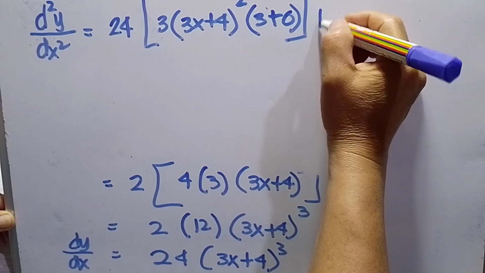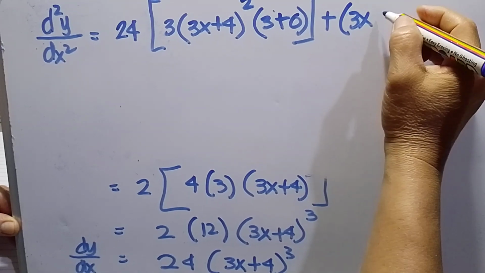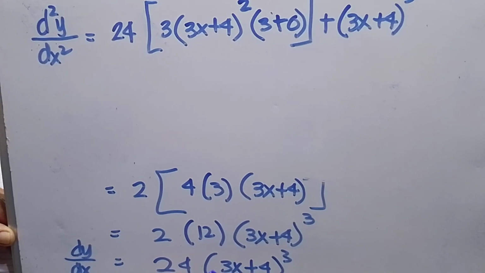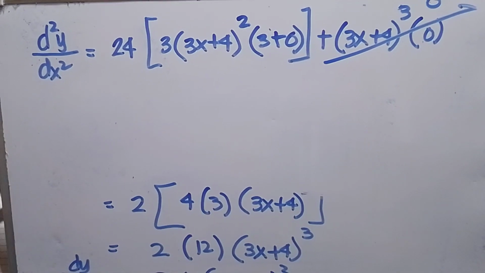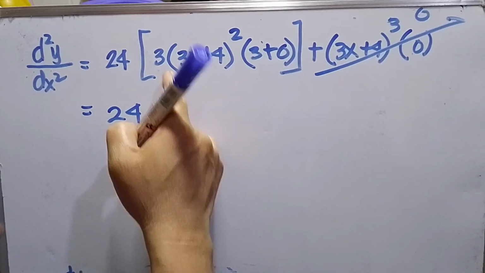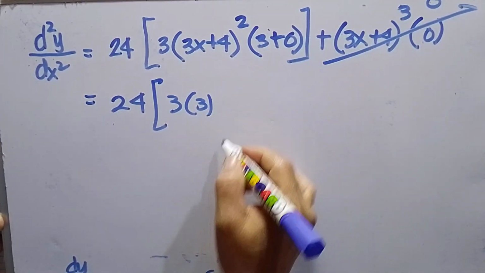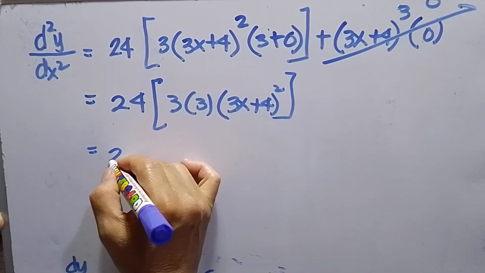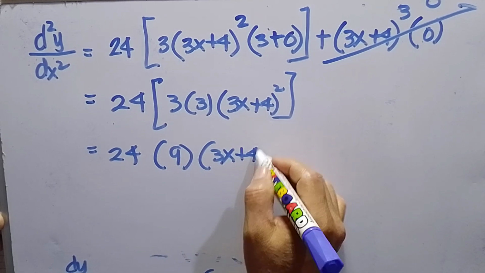Okay? Then plus, because this is the product rule, copy the second, (3x + 4) raised to the 3rd power, and then the derivative of 24 is 0. So that will be 0. And then simplify this one. 24, this will be 3 times 3, because 3 plus 0 is 3, and then I have (3x + 4) squared. And then this will be 24, this is 9, and then (3x + 4) squared.